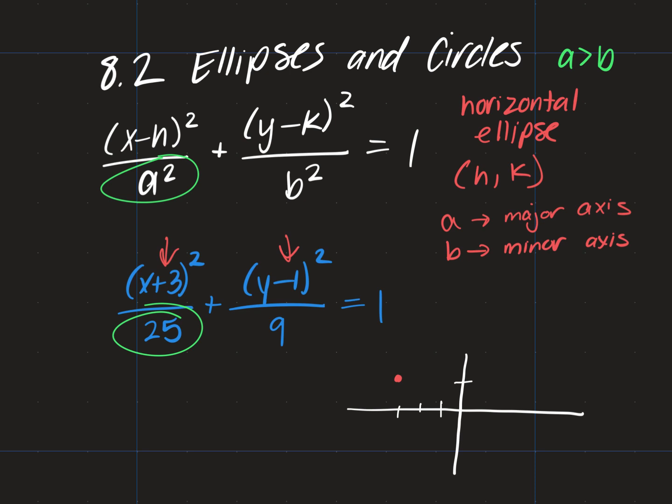Okay, so 25 is a squared, right? So then the square root of that gives you a. So that is 5. Okay, so then from your vertex, you go 5 each way. Okay, so I did not make my graph big enough. Oh, I really didn't. It's okay.